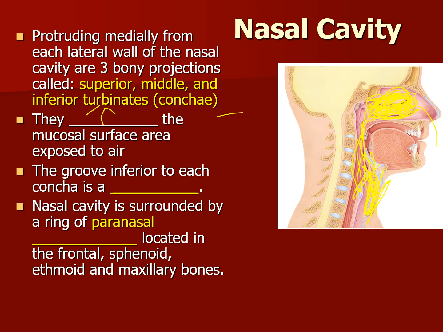So the groove inferior to each concha is called the meatus. M-E-A-T-U-S. I'll just put an M here because I cannot spell it with this stylus. The inferior groove to each concha is called the meatus. The nasal cavity is surrounded by a ring of paranasal sinuses, and we already talked about these, which are located in the frontal, sphenoid, ethmoid, and maxillary bones.